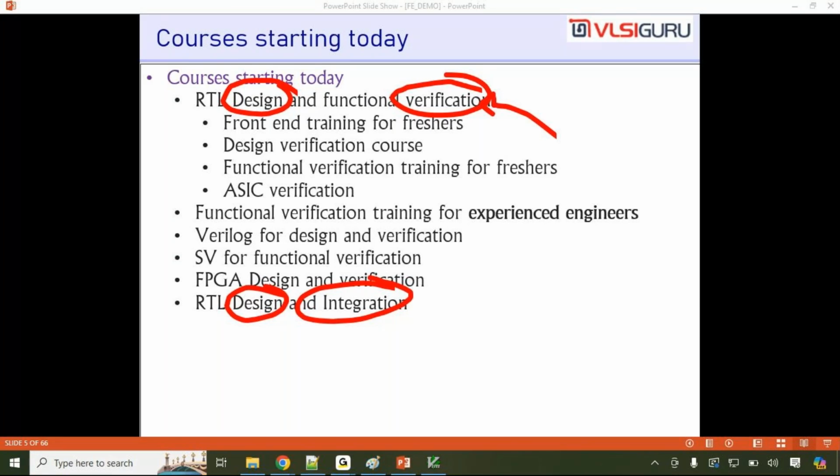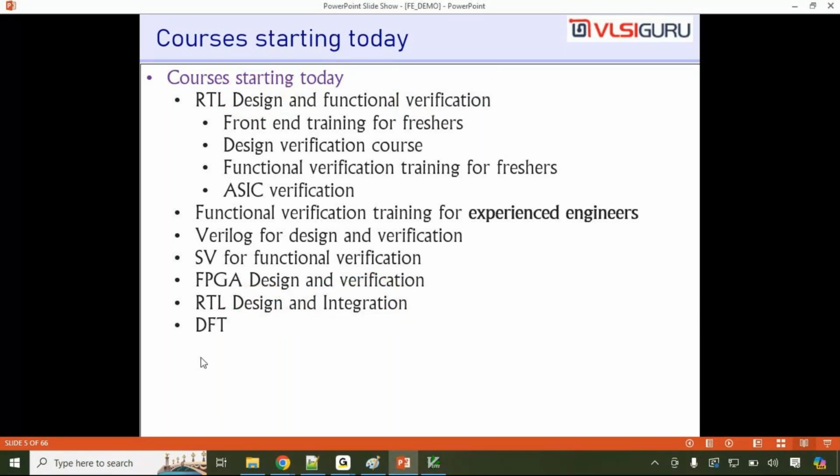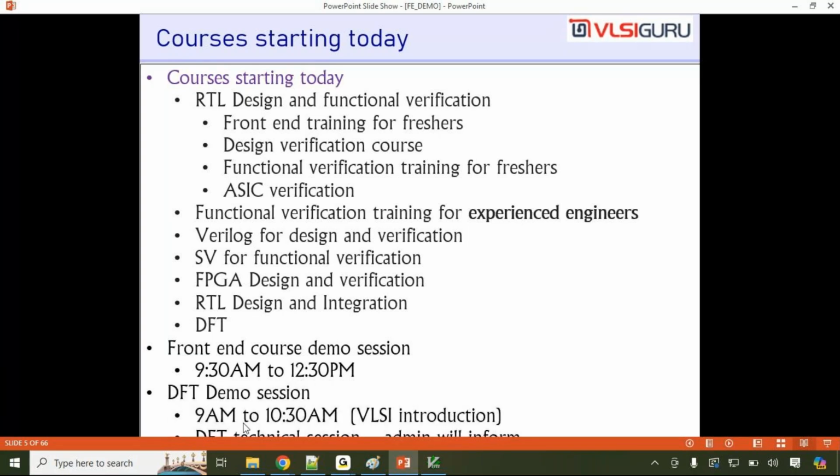Other than that, we are also starting a course on DFT, which is design for testability. The front-end demo session is from 9:30 to 12:30, around 3 hours, and the DFT demo session will be by 4 p.m. today. Our admin will send you the details regarding that session. So this is a brief about the courses that are starting today. Any questions before we move to the next topic?